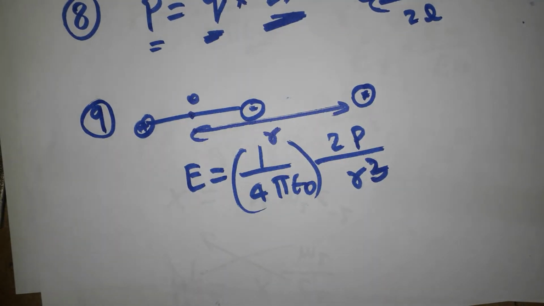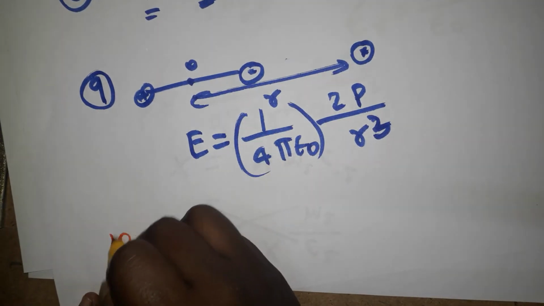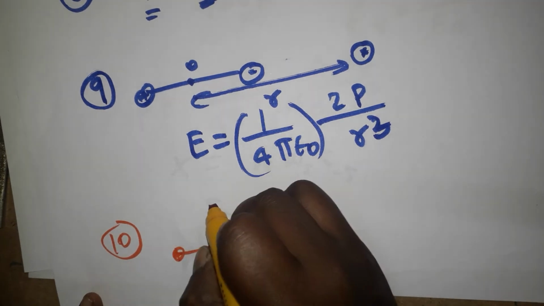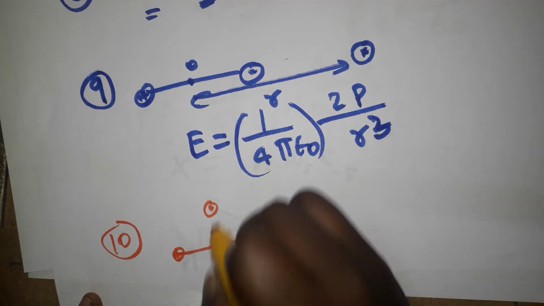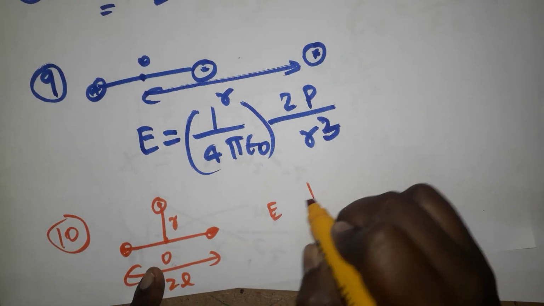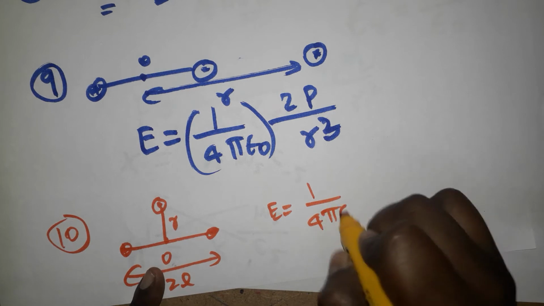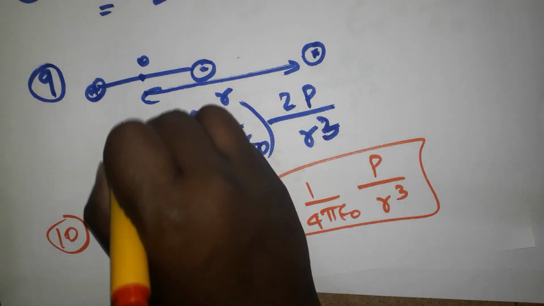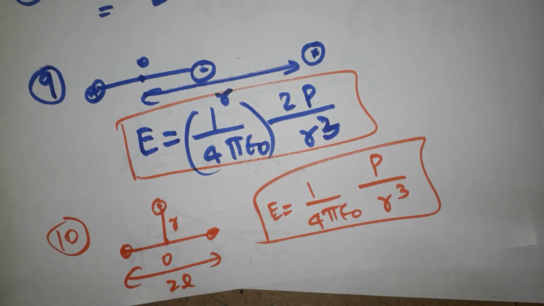Next, formula 10: electric field due to the electric dipole at an equatorial line. The point I kept here, with the plus and minus charges, is at distance r from the center, and the length between the charges is 2l. So the electric field is 1 divided by 4 pi epsilon naught, P divided by r cube. This is the electric field due to the equatorial line, and the earlier one is the formula for the axial line.